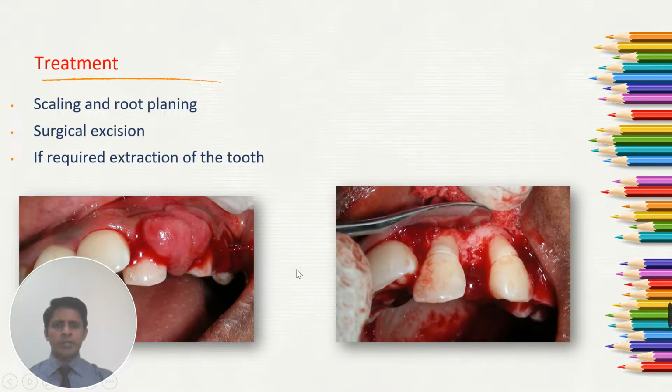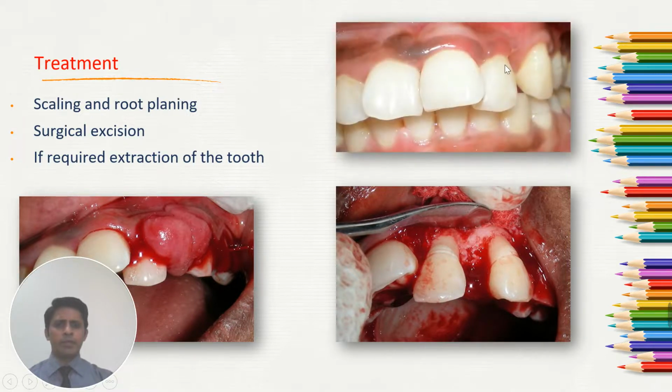This is the treatment. Incision is given. The periodontal flap is reflected. The root surface and the underlying bone are cleaned. And this is the post-treatment photograph.